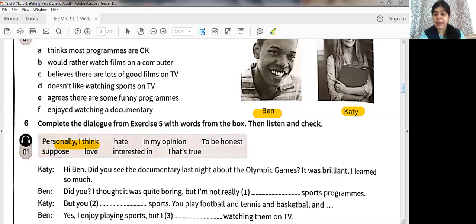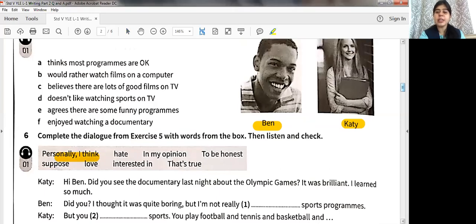Yes. So we have heard the dialogue. Now let us do question number 5. Who thinks that most programs are okay? It is Catty. So you will write K, capital. Second, would rather watch films on a computer. Whom is it said by? It is said by Ben, because he says that he is not interested in watching TV shows. So it is Ben, B.